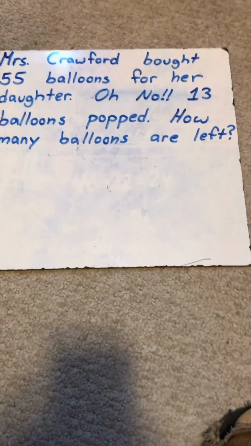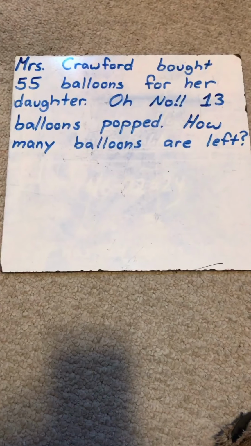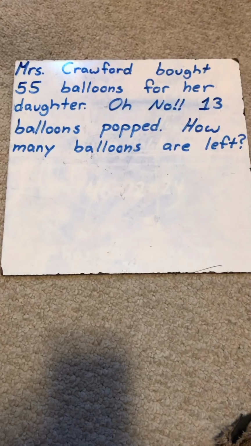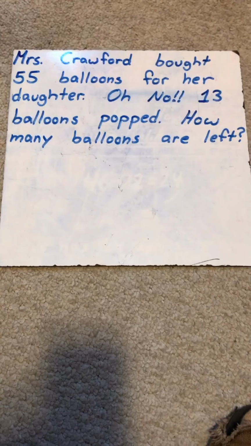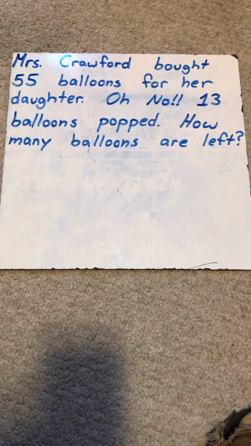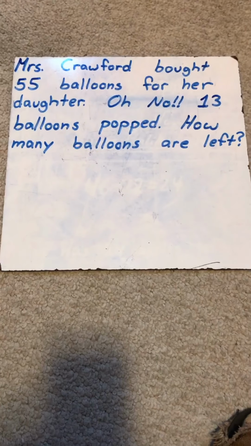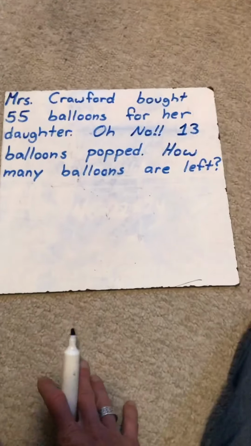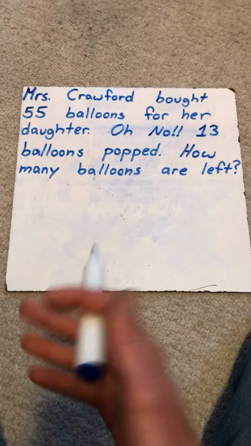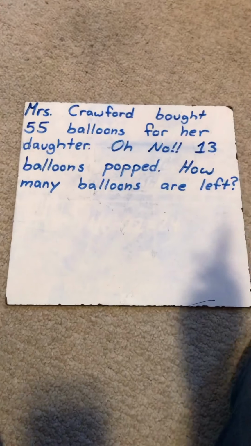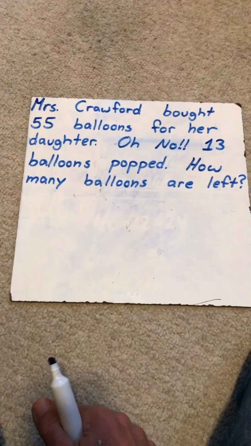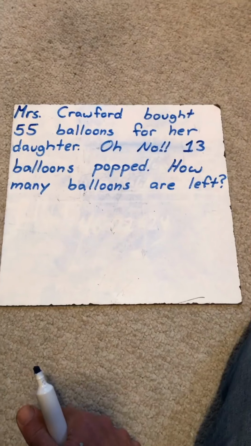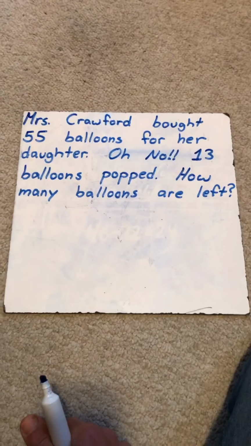Okay, let's solve the problem together. We'll read it one more time. Mrs. Crawford bought 55 balloons for her daughter. Oh no! 13 balloons popped. How many balloons are left? So our story is about Mrs. Crawford. It's about her daughter. And Mrs. Crawford bought her daughter 55 balloons. That's a lot of balloons. But something happened. Oh no, 13 balloons popped. We want to know how many balloons are left. How many balloons did not pop?